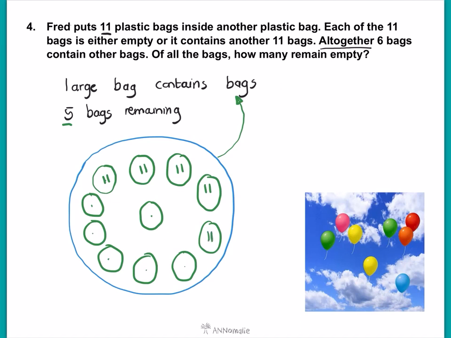So how many of the bags will remain empty? Let's count. 1, 2, 3, 4, 5, 6. And then all of these 11 bags inside are also empty. So it's 5 times 11 plus the 6 that we just counted, resulting in 61.